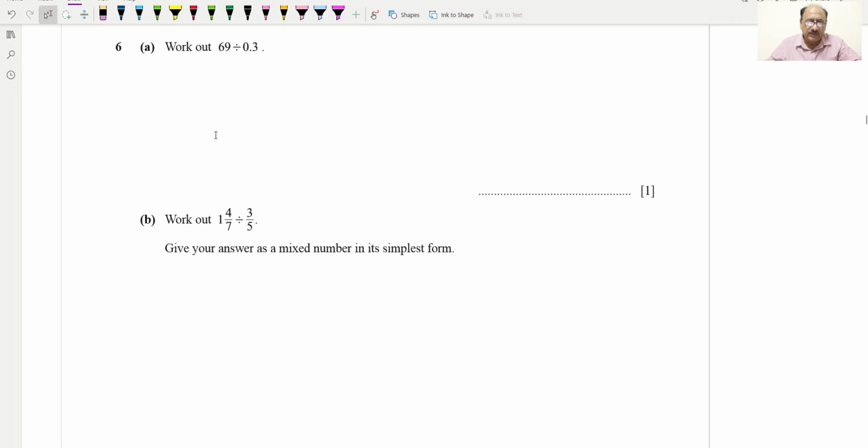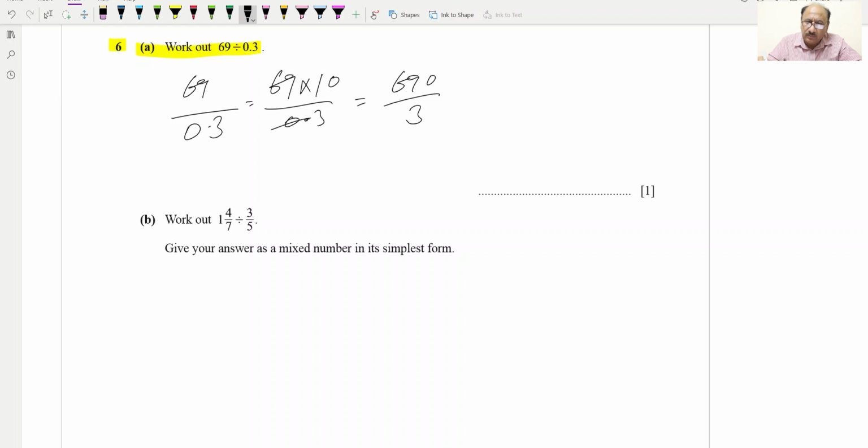Question number 6 says work out this one, part A. We need to work out 69 over 0.3. To cancel this decimal, we can multiply by 10, and this will be gone. This will be 690 over 3, and we can cancel this. 3 2s are 6, 3 3s are 9, and 0, so it will be 230. So 230 will be the final answer.